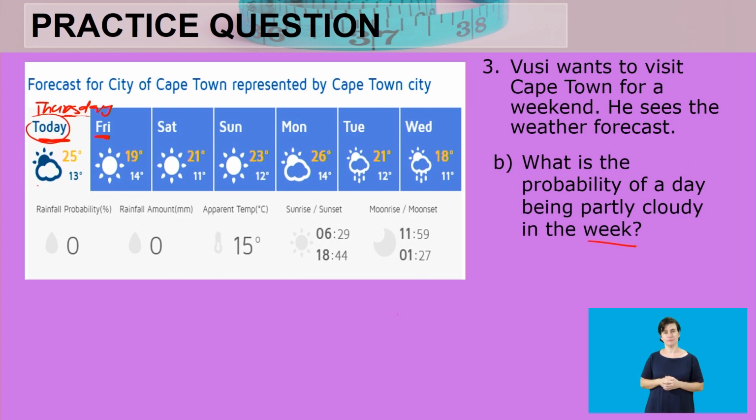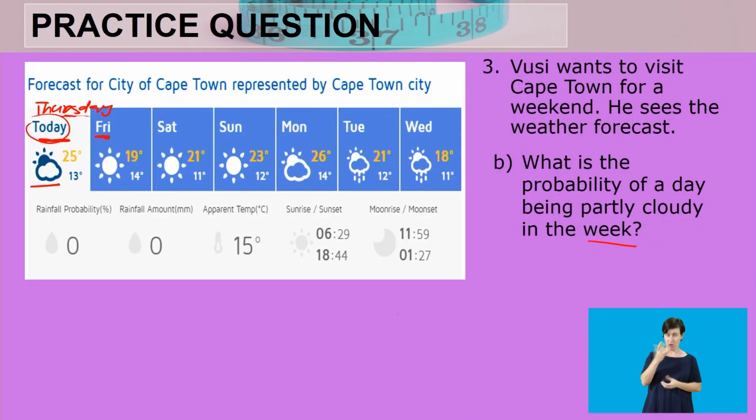So we are trying to say that if such information has not been given to you, then you must make sure that you include every possible solution that you can come up with. So in this regard, because we are not told whether he is leaving on a Thursday or on a Friday, we just include this Thursday, which is today.